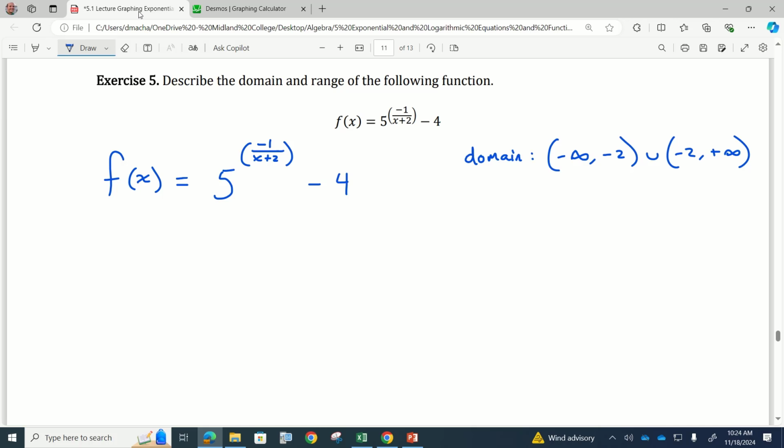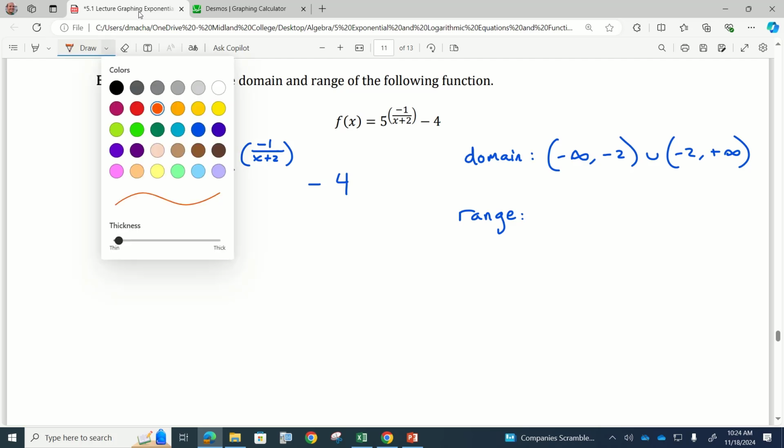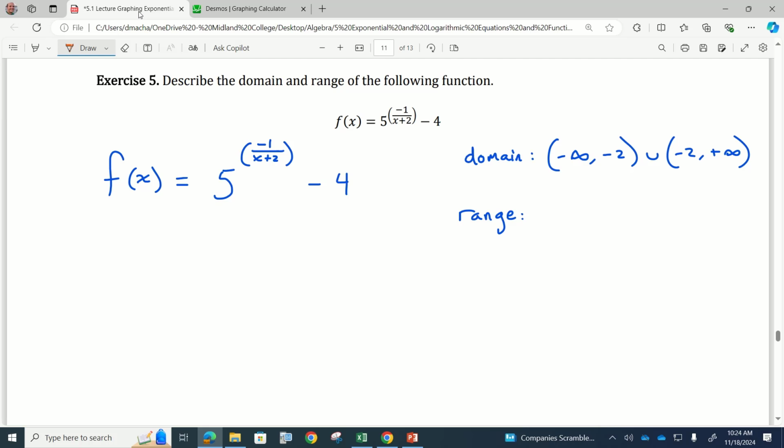Okay. For my range, this is a tricky question. This is my line of reasoning with the range question. I say, first of all, -1 over x plus 2 can never reach... there's one number I can never get to, no matter what I choose for x.